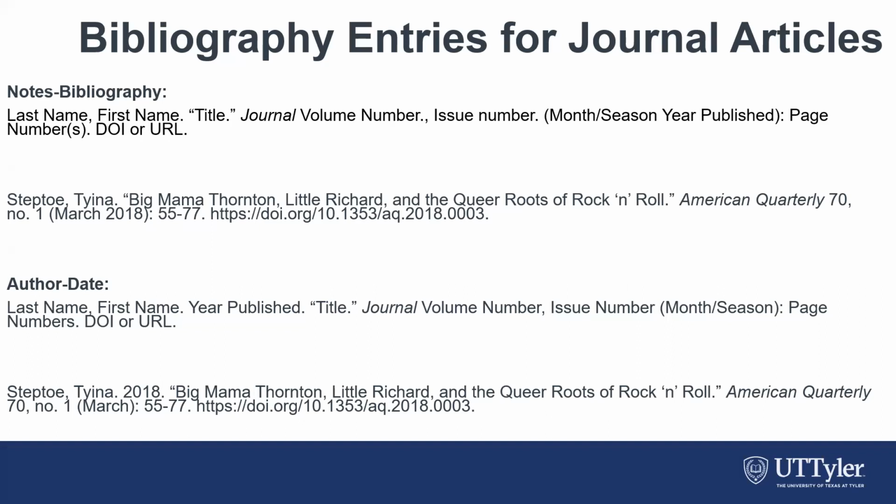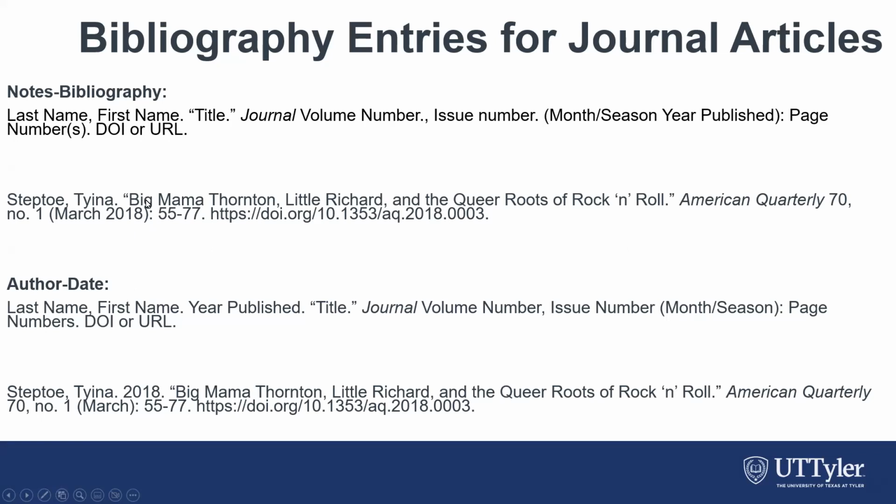We're going to talk about DOIs later on, but it's a digital object identifier. So it's basically a unique URL. It usually starts with 10.1 or 10.2, and it's followed by a series of numbers, letters, and symbols. So this is, for example, how you would cite that journal article in notes and bibliography.